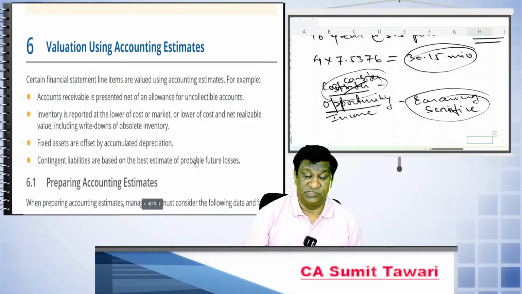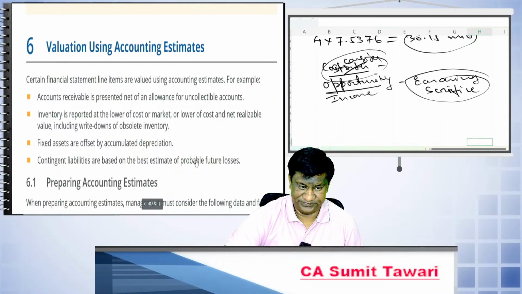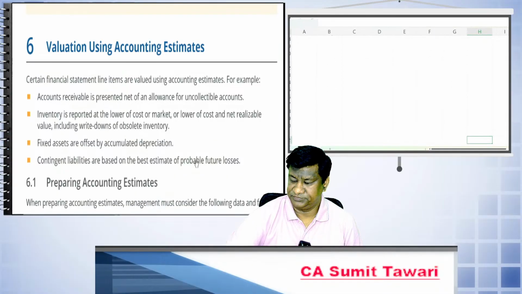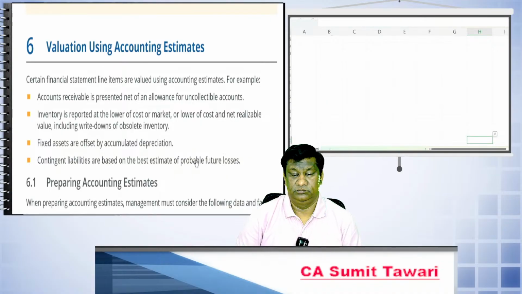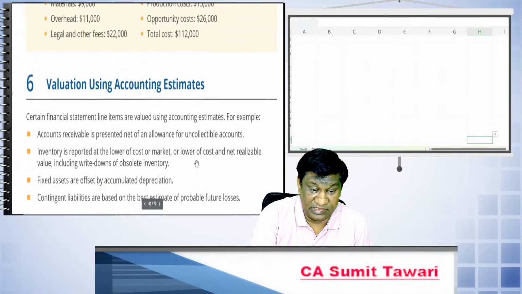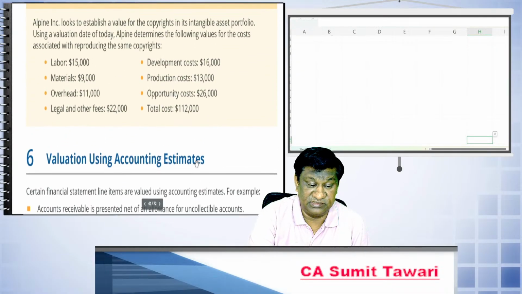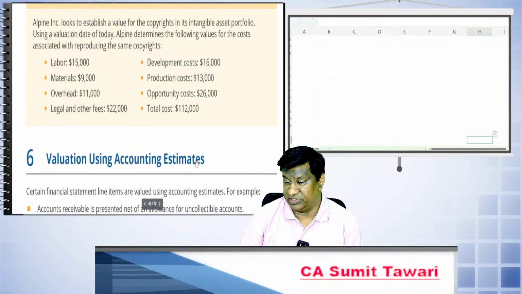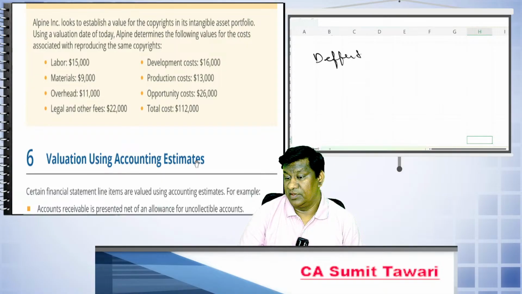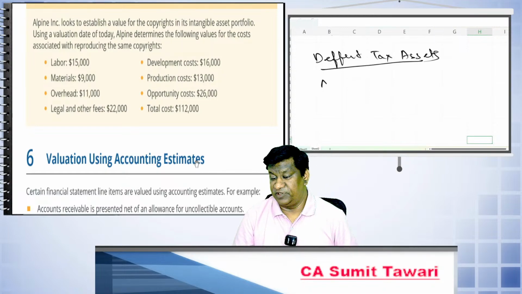Then valuation using the accounting estimate. Sir, how do we calculate the deferred tax assets? No, because it's an intangible. Yeah, deferred tax asset is basically an altogether different concept. This is an asset, but it is not because of any value addition. It is what happened as per income tax.